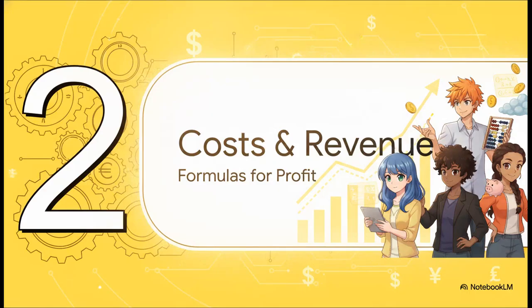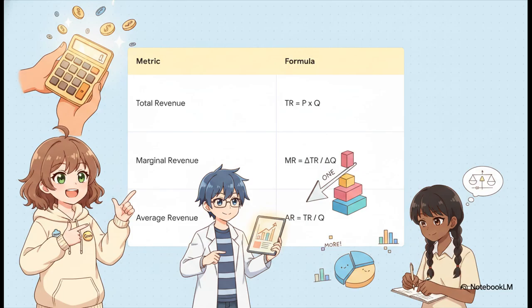All right, moving on to Section 2. We're getting into the math. Costs, revenue, and profit. Now, there are three main revenue formulas you need to lock into your brain, and I'll act as your translator here. Total revenue, or TR, is simply your total income. It's just price multiplied by quantity. Easy enough. Average revenue is that total revenue divided by the quantity.